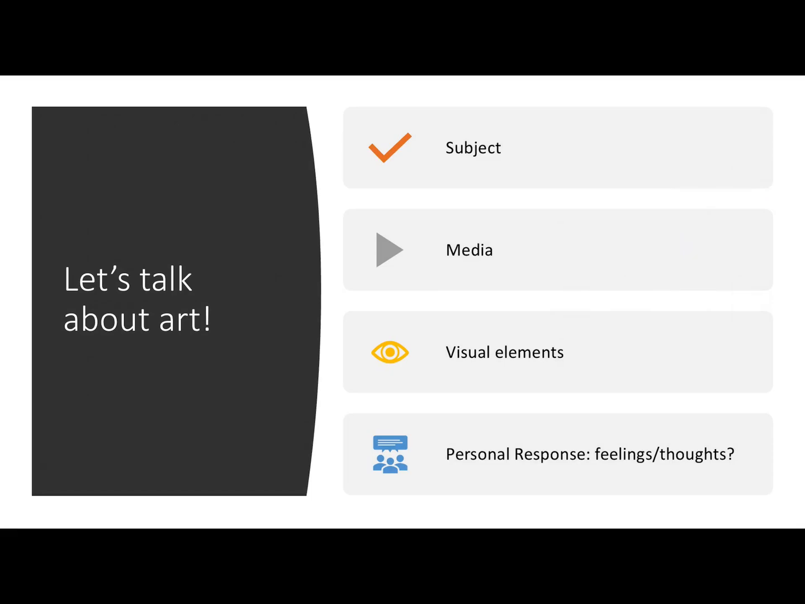This part of the lesson is for everybody, and we're going to be starting, as we always do, by looking at a piece of artwork. And you might recognise the artist from the end of last time's lesson before the holidays. So we're going to be talking about the subject, media, visual elements, and personal response, feelings and thoughts.